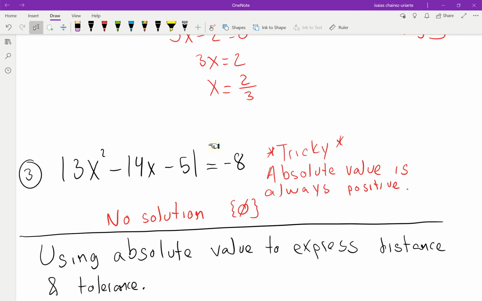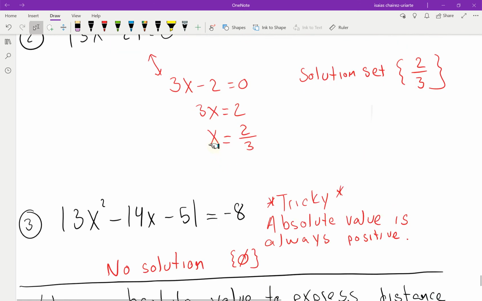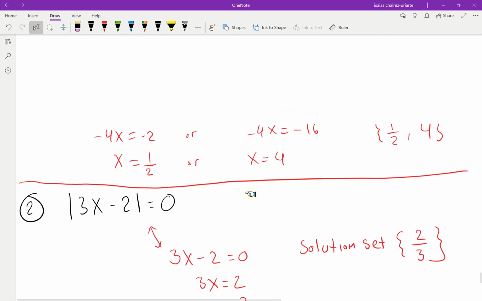So be careful with this. This will also be the case whenever we're dealing with absolute value inequalities. Remember that the absolute value is always positive. So you always have to be careful here. If you ever have something in absolute value, and then you might have an equal sign or an inequality, but then on the other side you have a negative, you should pause for a second and be careful. Think about what's going on.